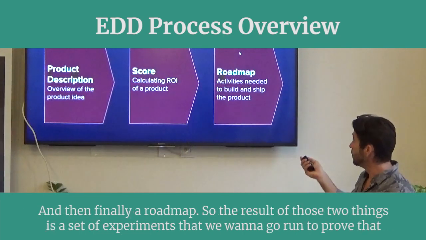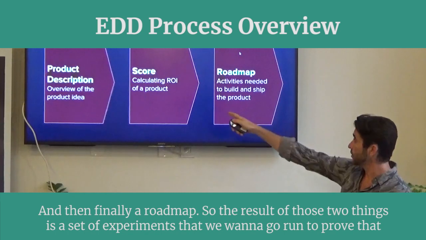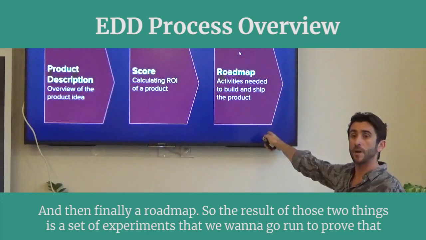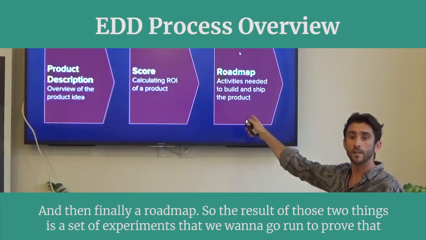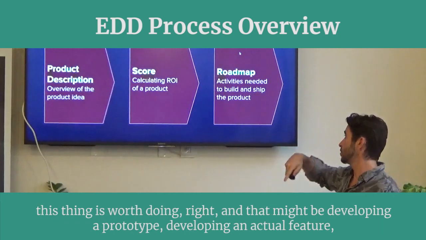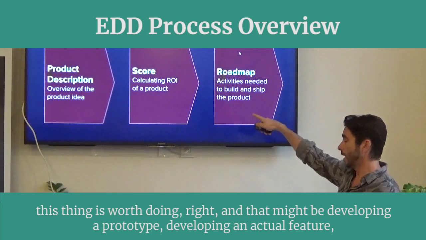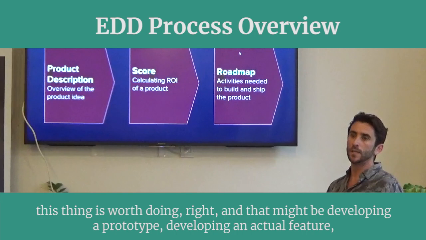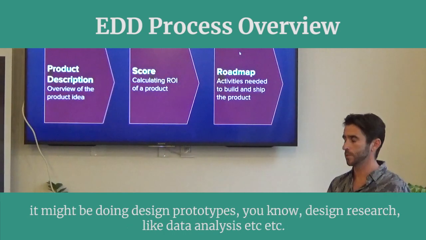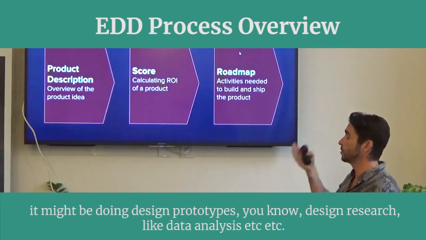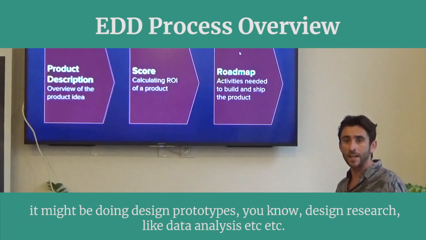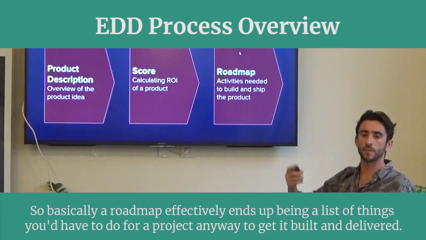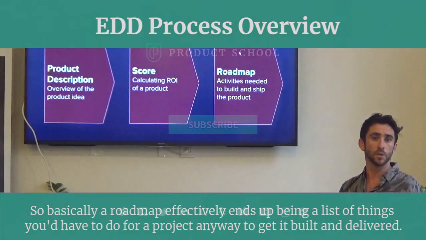And then finally, a roadmap. So the result of those two things is a set of experiments that we want to go run to prove that this thing is worth doing, right? And that might be developing a prototype, developing an actual feature. It might be doing design prototypes, full-on design research, data analysis, et cetera. So basically, a roadmap effectively ends up being a list of things you would have to do for a project anyway to get it built and delivered.